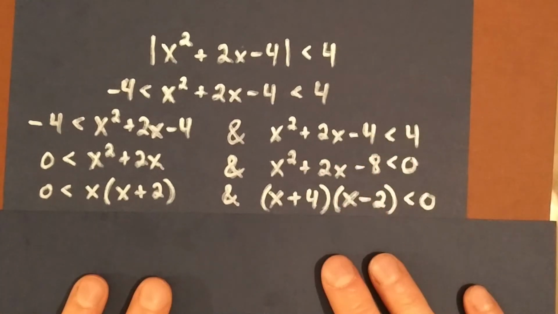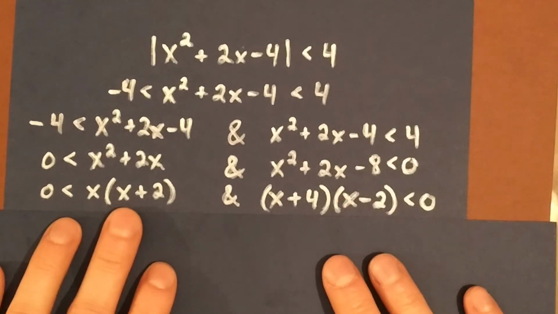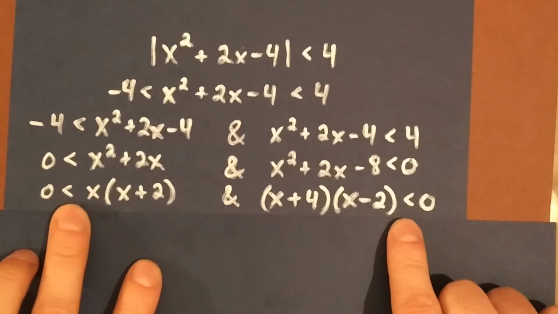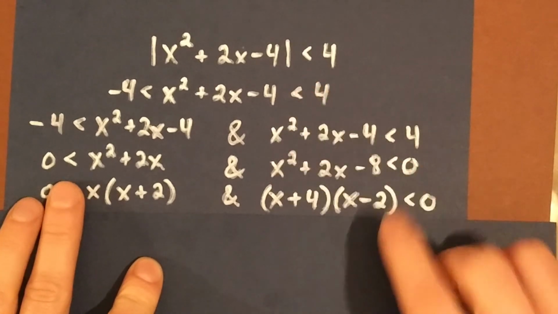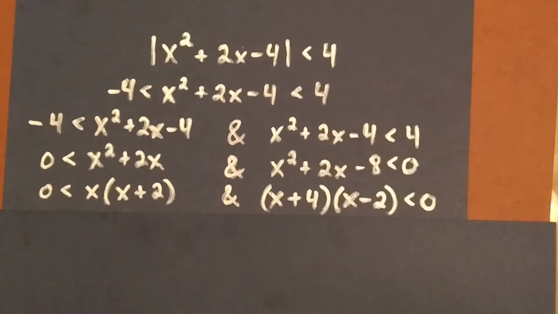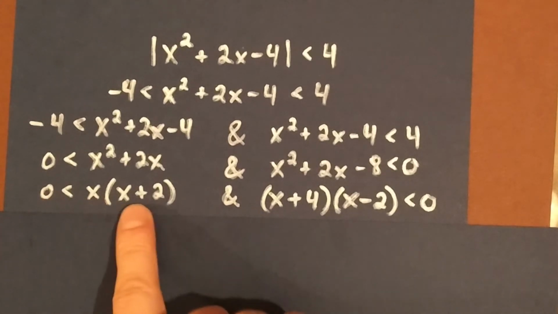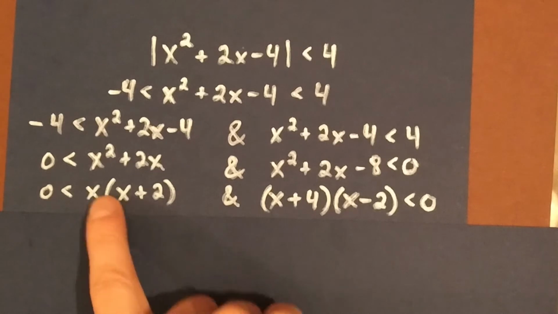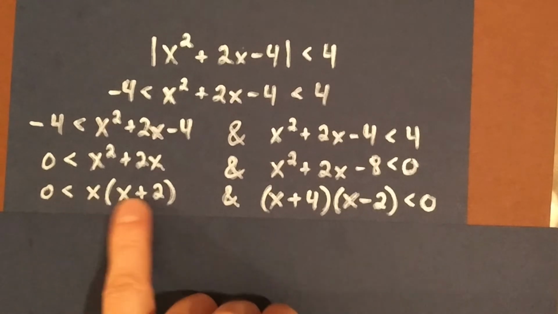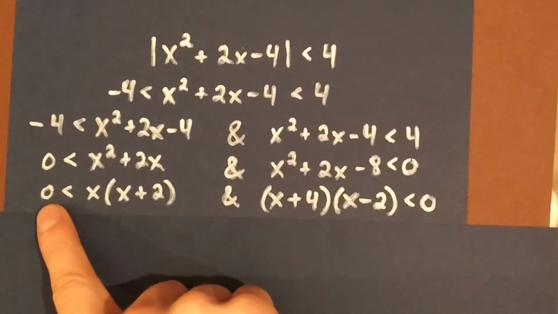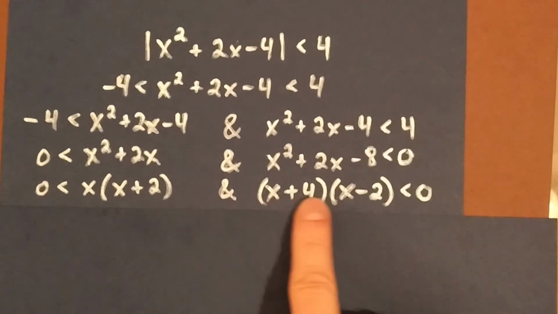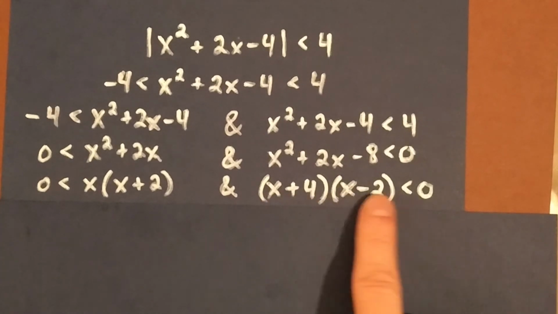So, what are the values of x? Now these are inequalities. We're talking about inequalities. But for the moment, let's just think about it as an equation. In other words, let's think about which values of x make this expression equal 0 here, and which values of x make this expression equal to 0.